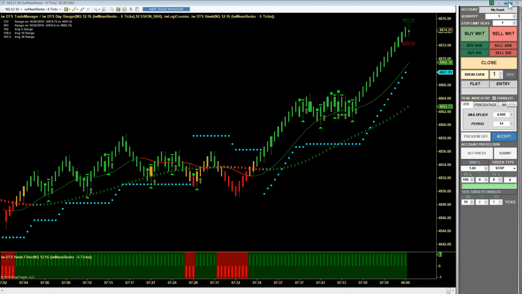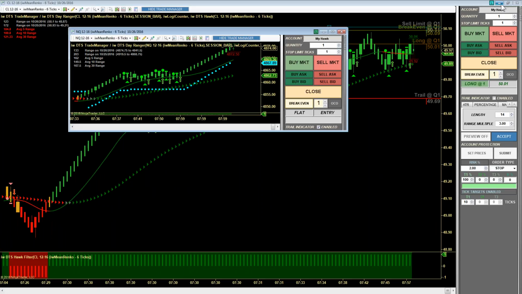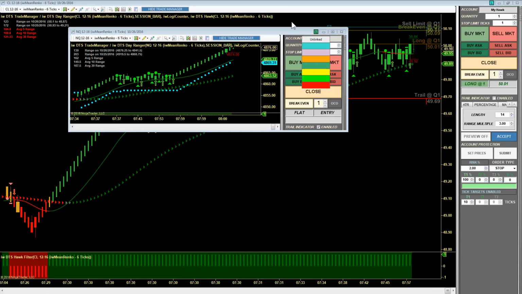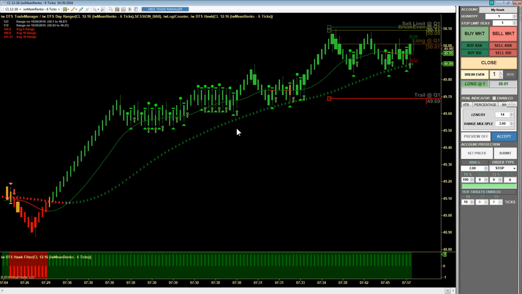Okay, I think I heard we got a fill here on the crude oil trade. So ideally the stop should be back here. Let's see if we get a breakout.